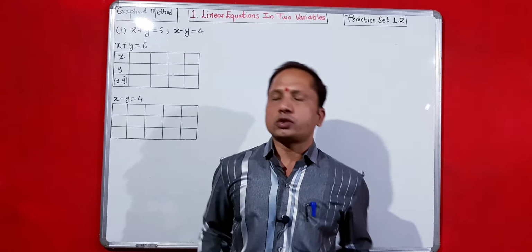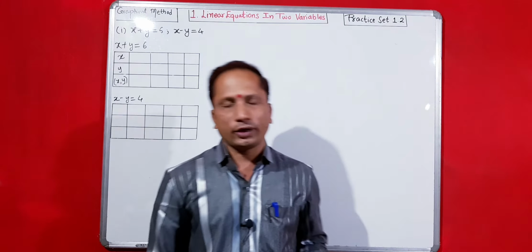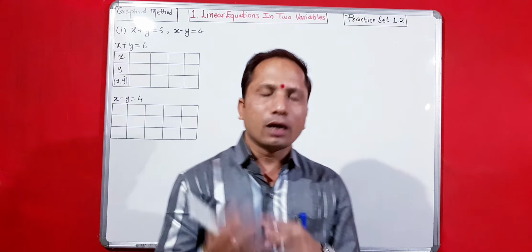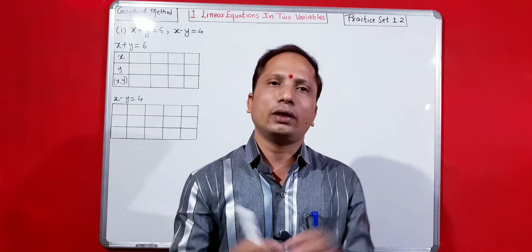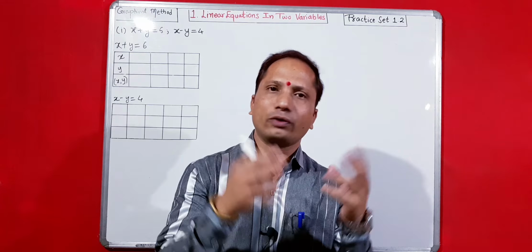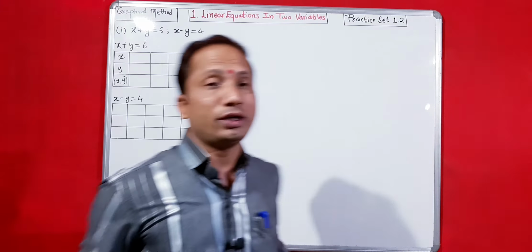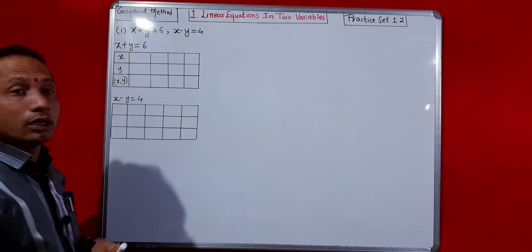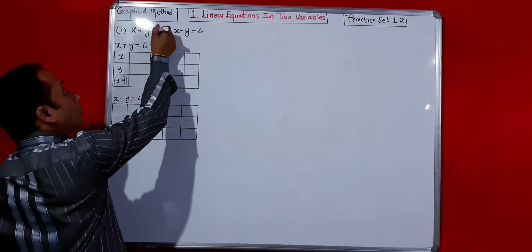Okay, so we'll solve the first question by the graphical method. First we'll find the values of the x and y coordinates, then we'll make the table and put those values in the table, and finally we'll draw the graph and we'll get the solution. So let's start from the first question. In this, x plus y is equal to 6 and x minus y is equal to 4 are given.